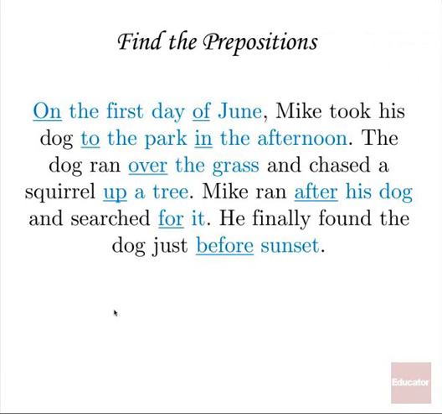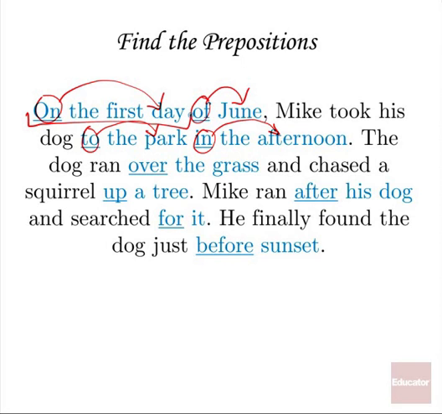And there we have it. On the first day of June, Mike took his dog to the park in the afternoon. The prepositional phrases on the first day and of June both tell you when Mike performed his action, so they both modify the verb took. They're acting as adverbs.